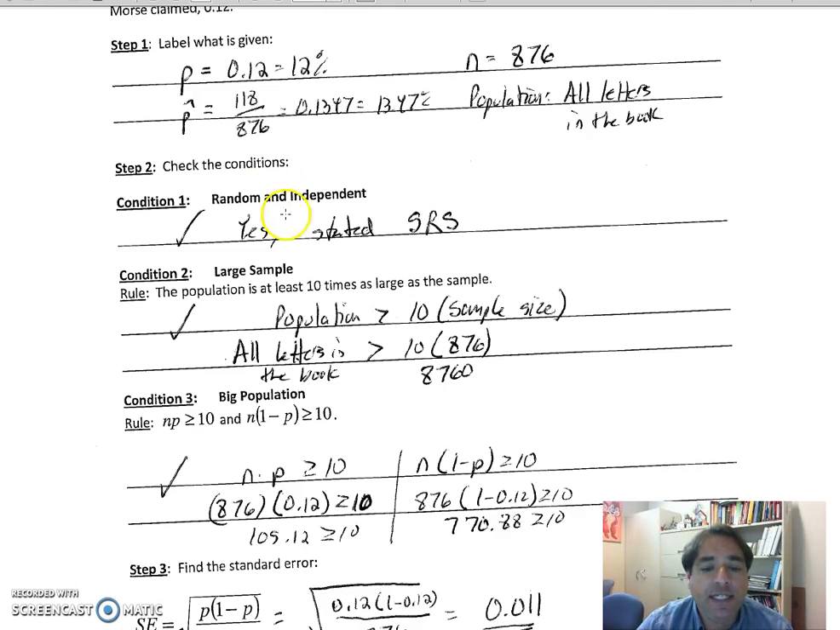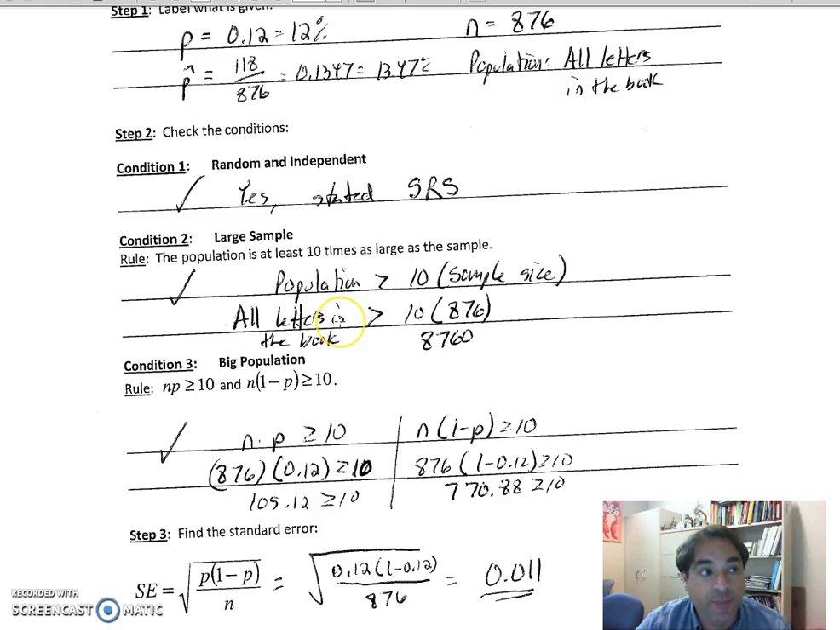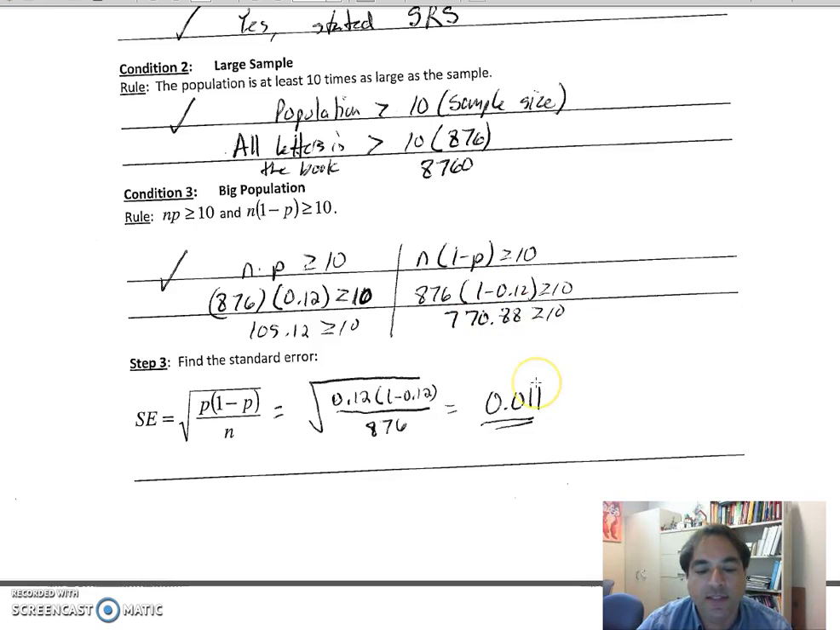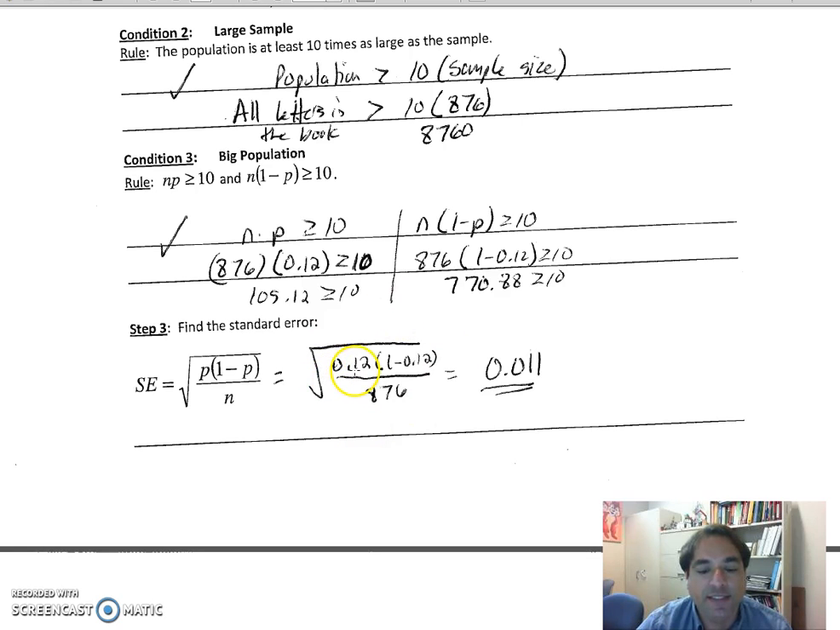So we check our conditions. Yes, it's an SRS, it's stated, it's random. Population, all letters in the book, assuming it's a large book, is greater than 10 times 876, which is 8,760. N times p, 876 times 0.12, is 105.12. 876 times (1 minus 0.12) is 770.88, greater than 10, so everything passes. To find your SE, it's the square root of 0.12 times (1 minus 0.12) divided by 876, which gives us 0.011. Again, I say it every time, be careful in this step. It's where a lot of people have errors.